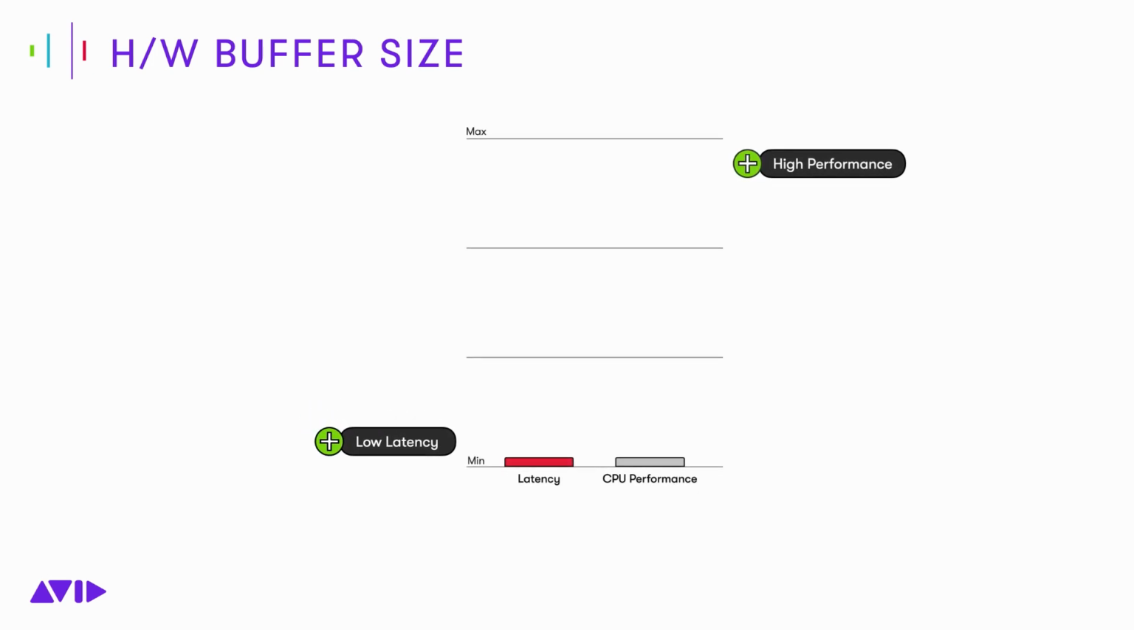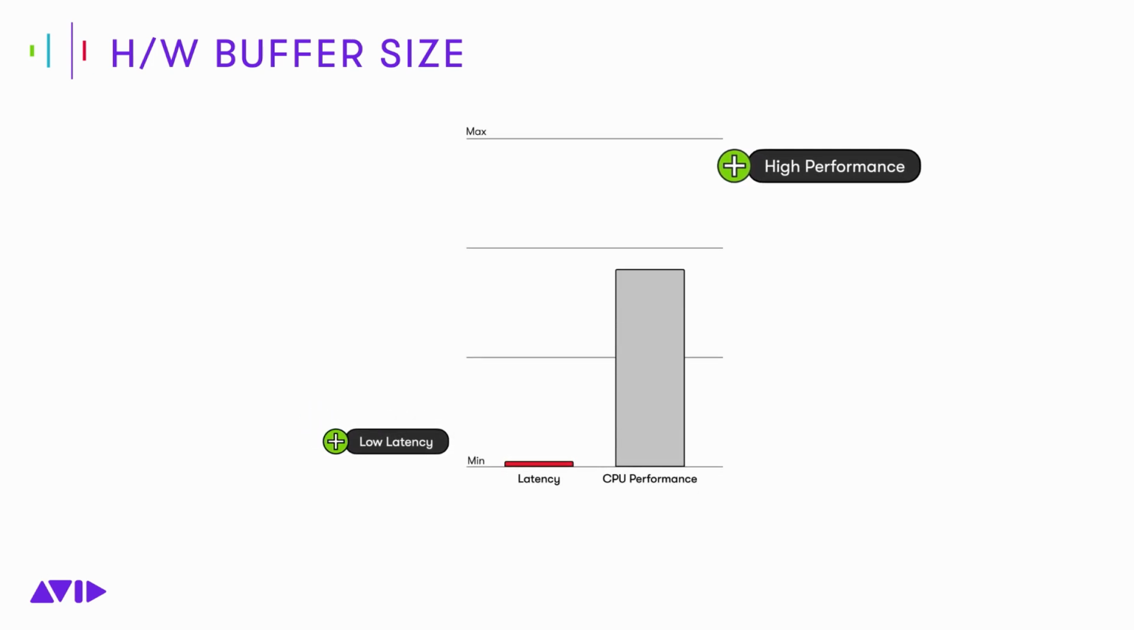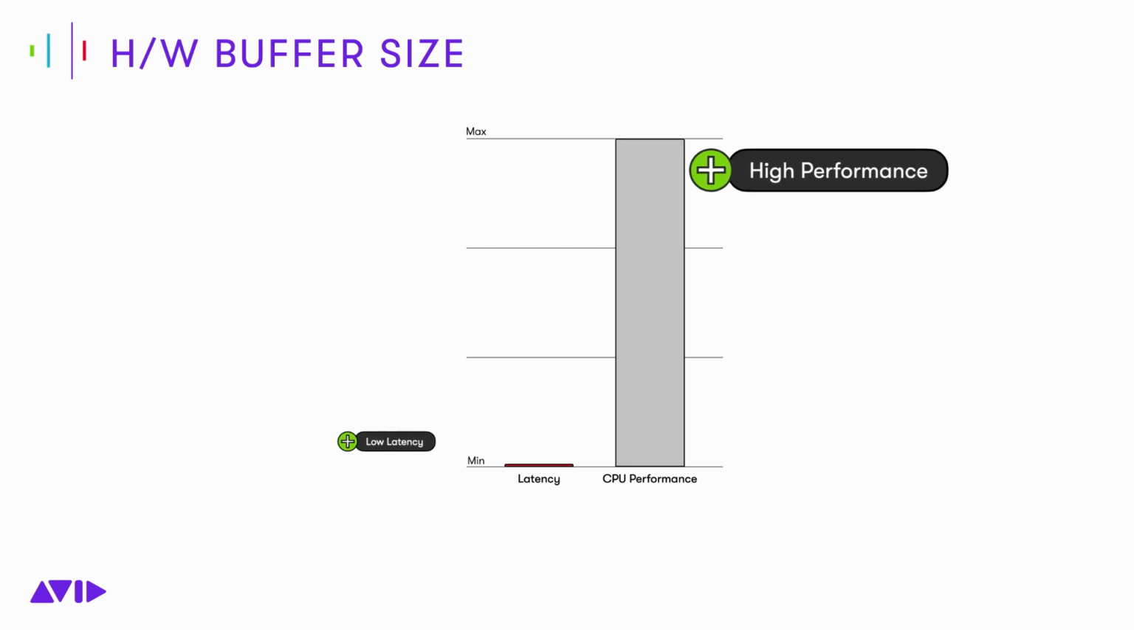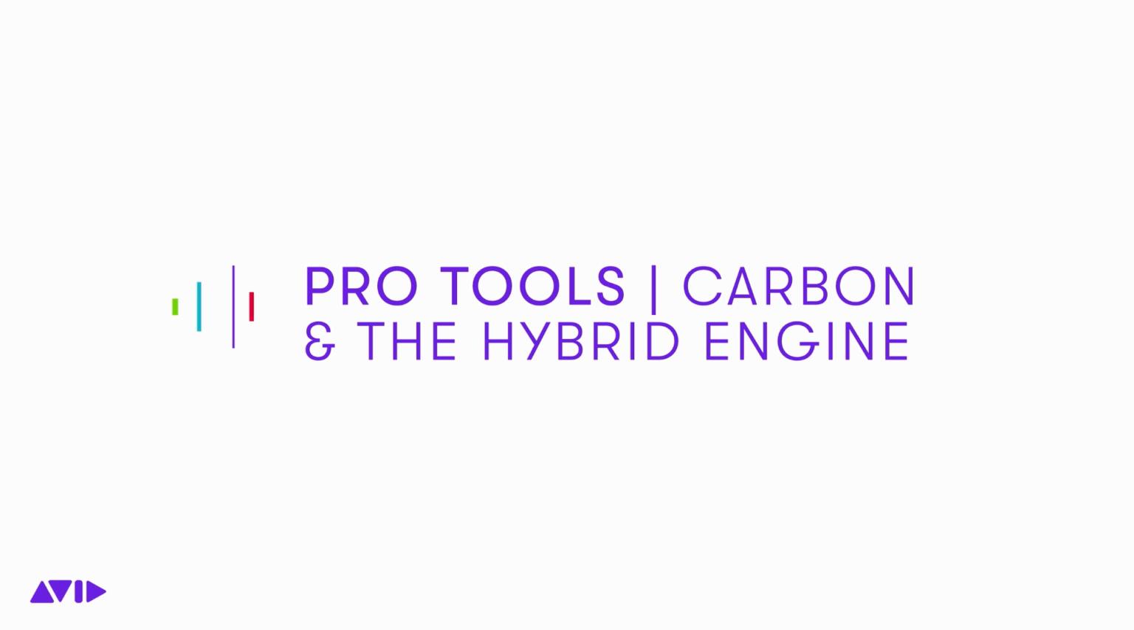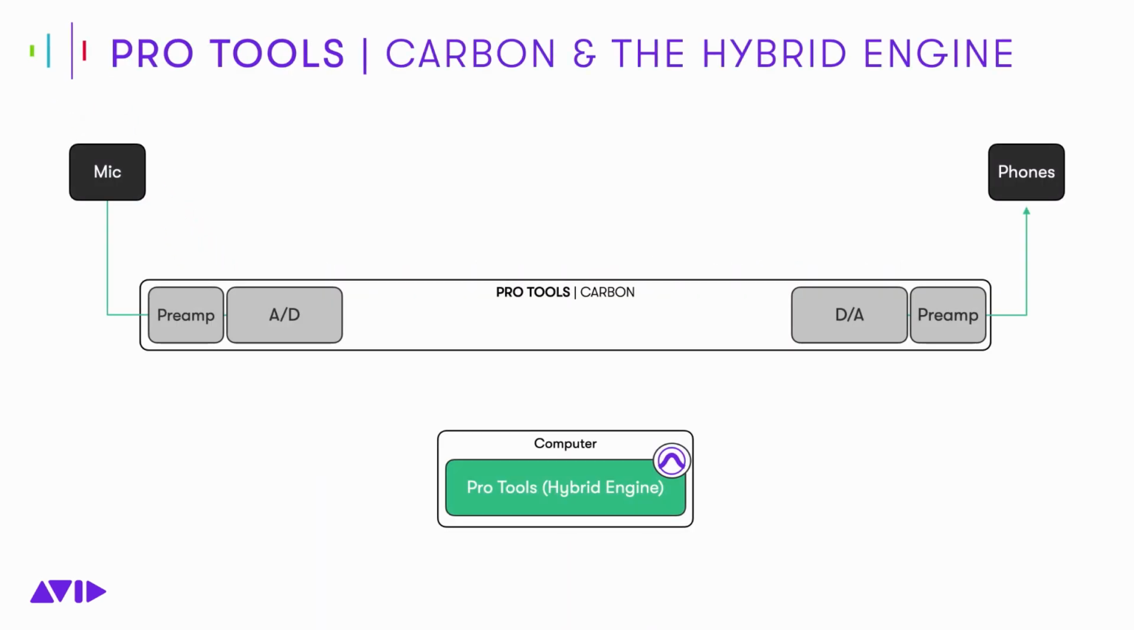In the ideal situation, we would want the lowest latency with the maximum CPU performance. This is exactly what the hybrid engine was created for, and this is how it works. When monitoring with Pro Tools Carbon and the hybrid engine, it lets us bypass the native Pro Tools mixer and its latency caveats when recording.